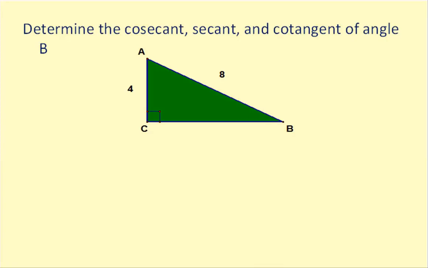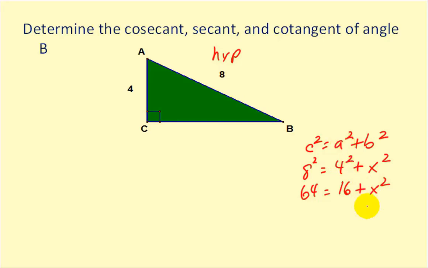Let's try one more. Again, I can see right away we're missing the length of this third side. So going back to our Pythagorean theorem, this is our hypotenuse. So we'd have 8 squared equals 4 squared plus x squared. So if we subtract 16 on both sides, we'd have 48. Square root both sides. We only want the principal square root, so we have x equals the square root of 48, but remember 48 is 16 times 3, and the square root of 16 will be 4, so that's equal to 4 square root 3.